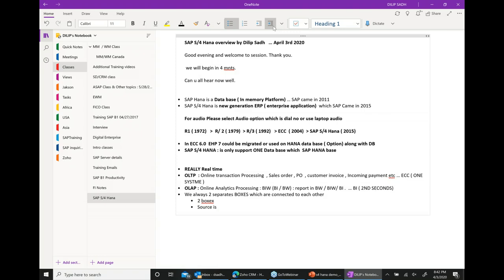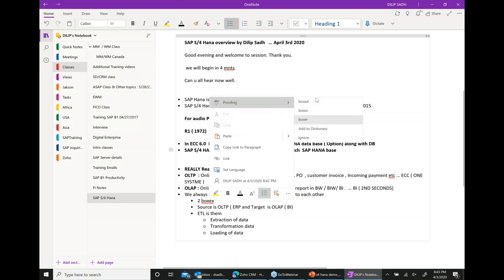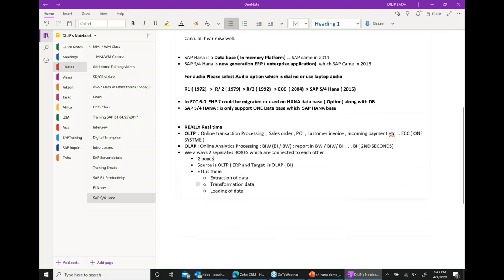So your source is OLTP or ERP, and your target where you're doing the report is OLAP, which is a BI box. So two different boxes, and in between you have ETL. What is ETL? You need to know this term. E for extraction of data. Then there's a transformation of the data. Then you're loading the data from ECC to the BW. Make a note, ETL.